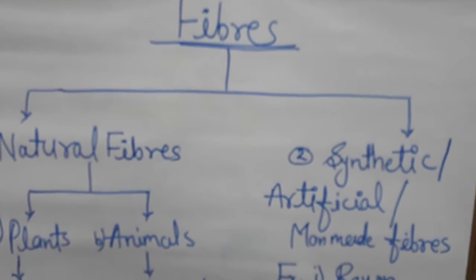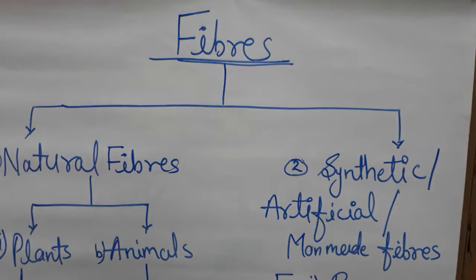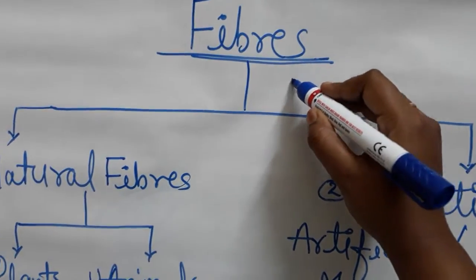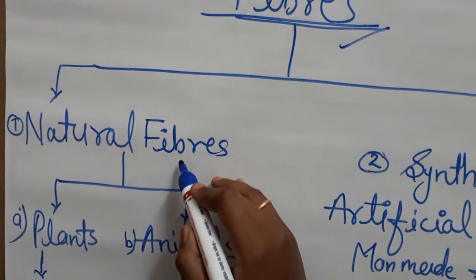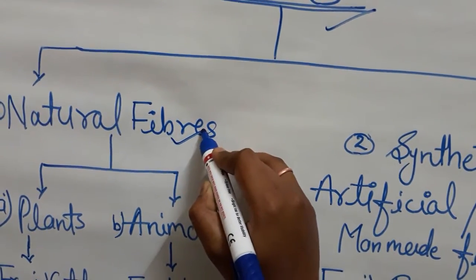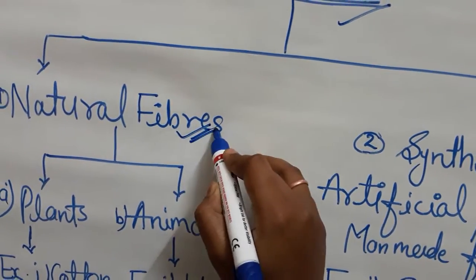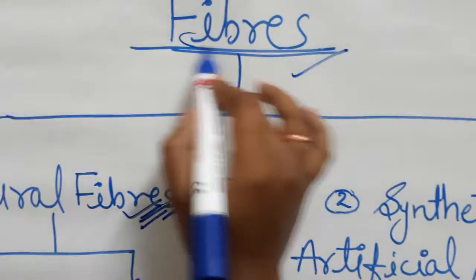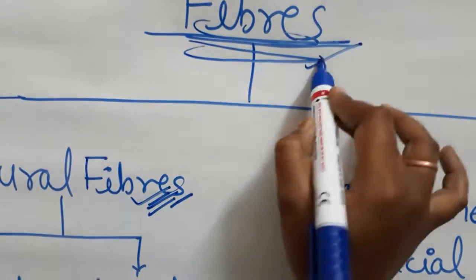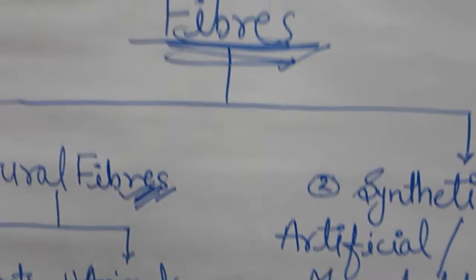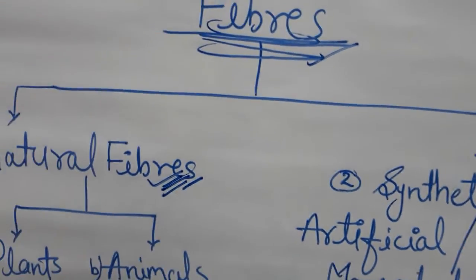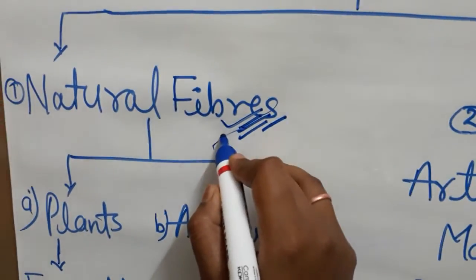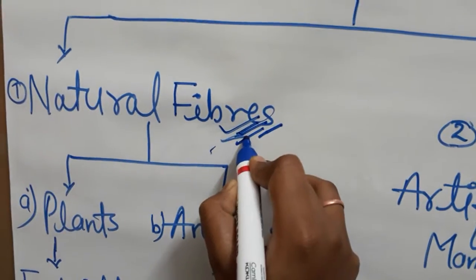Just look here. There is a flow chart of fiber. Basically, fibers have two types. The first type is natural fiber. Natural fiber means the thing that we get from natural things. The fiber is the tiny long structure that is used to make fabric. Clear? The first type is natural fiber, meaning the fiber that we get from natural things.